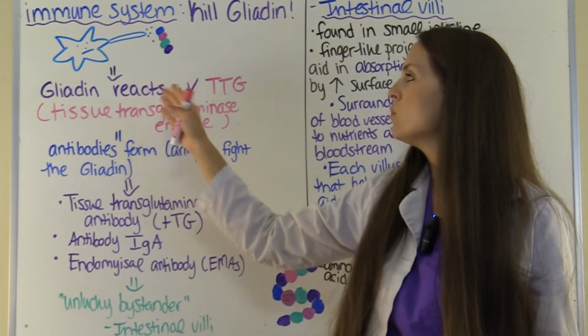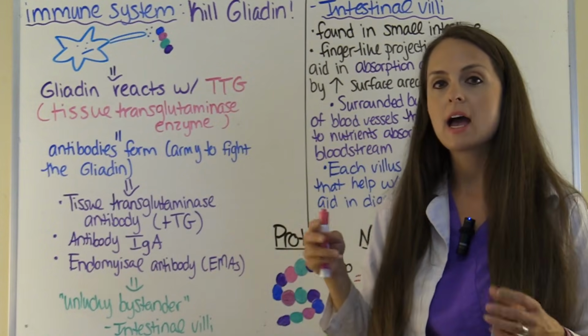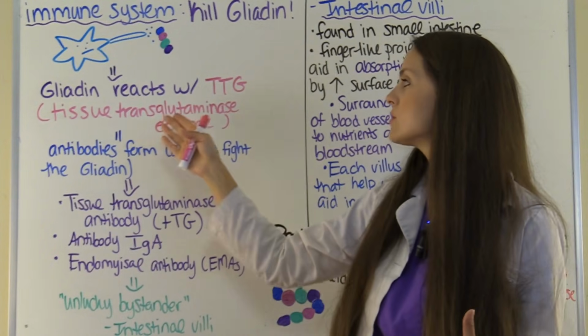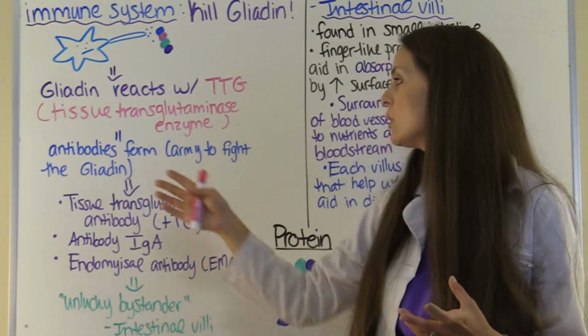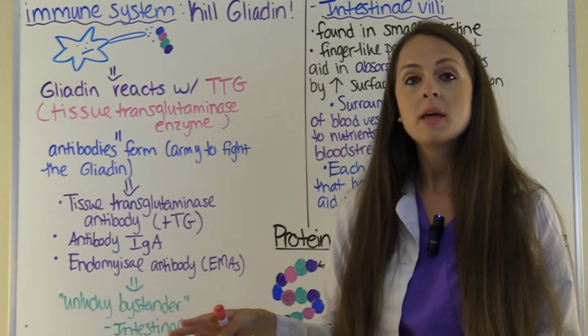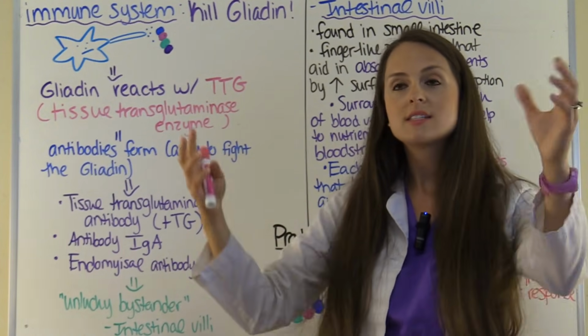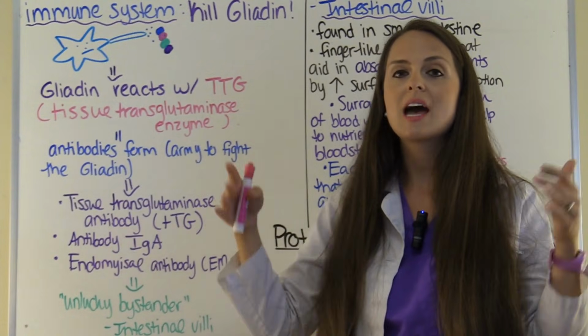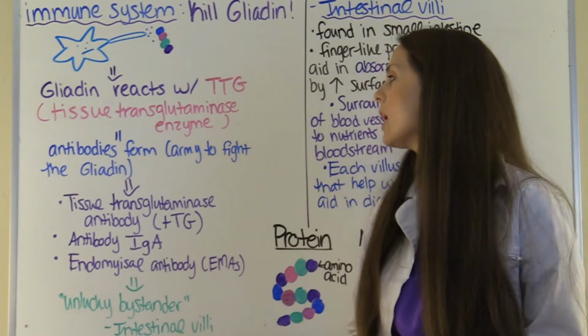And the gliadin will react with the TTG enzyme, which is the tissue transglutaminase enzyme. And whenever this happens, antibodies will form. And these antibodies are made so the next time this patient ingests gluten, there will be an army on standby to go and attack that gluten. You'll have this continuous cycle over and over.